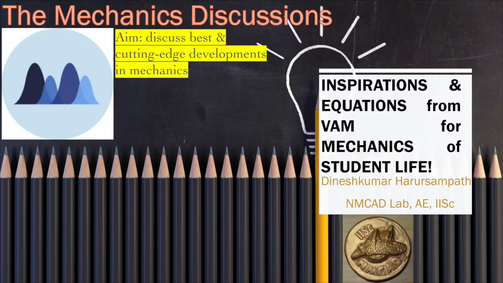The title of the talk, as most of you would have already seen from the publicity material, is Inspirations and Equations from VAM, which is Variational Asymptotic Method, as many of you might know, for mechanics of student life. And so the title deserves a little bit of explanation. So I've just separated out the non-important connecting words like and, from, for, of, and focusing on the other 5: inspirations, equations, VAM, mechanics, and student life over here.